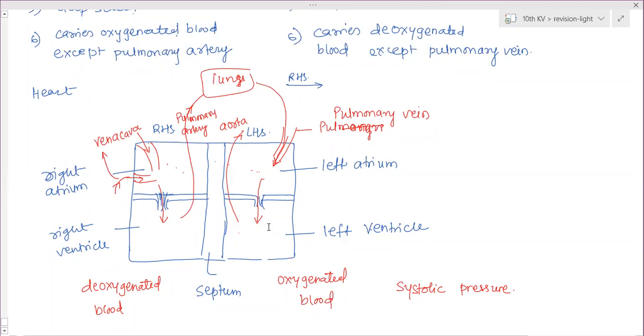So in systolic pressure, the blood from the ventricles, when they contract, that means we press them, it will pour the blood into the aorta. So at that time, the pressure in the artery blood is very high. That pressure is called systolic pressure. And in an adult human, this pressure is 120 mm of Hg.